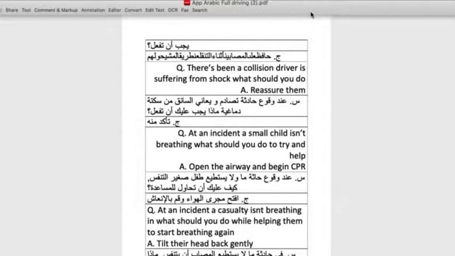At an incident, a small child isn't breathing. What should you do to try and help?